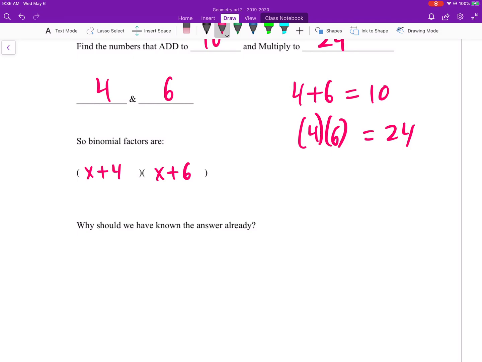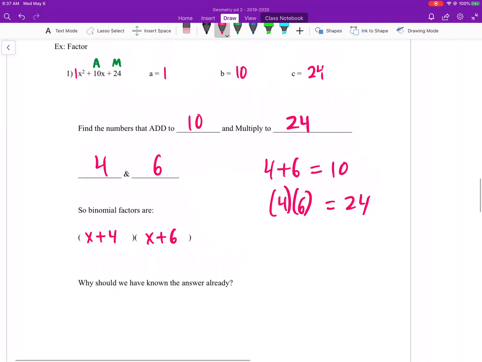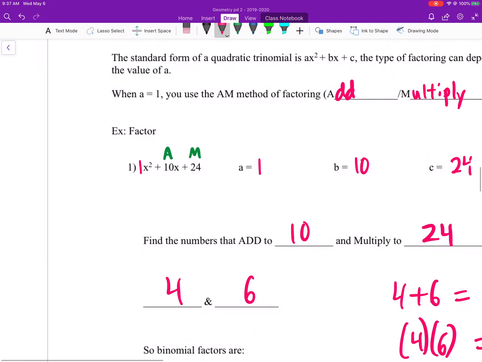Why should you have known that already? Guys, that's our do now question. We multiplied earlier x plus 4 times x plus 6, and we ended up with this initial trinomial, x squared plus 10x plus 24. That's why that do now was there.